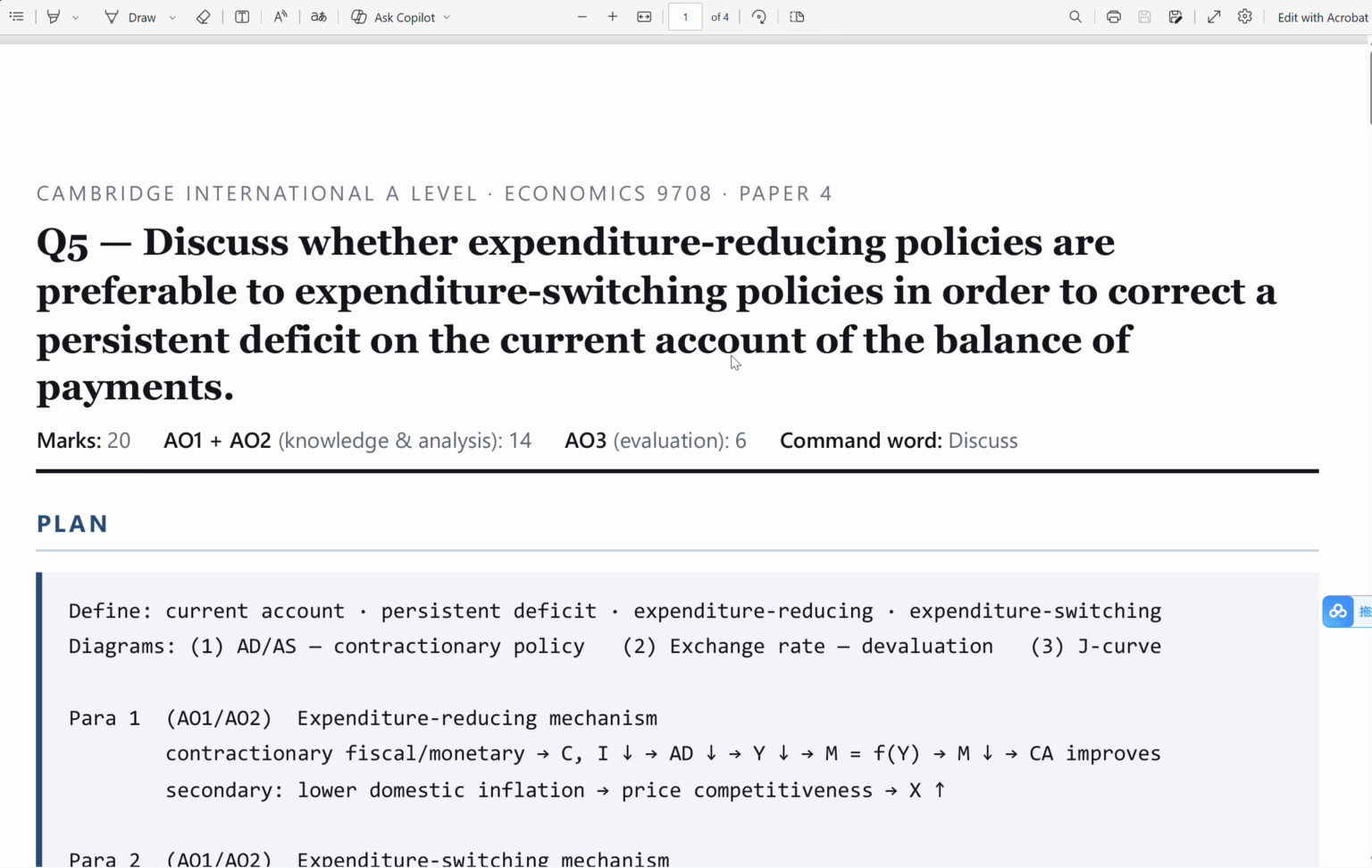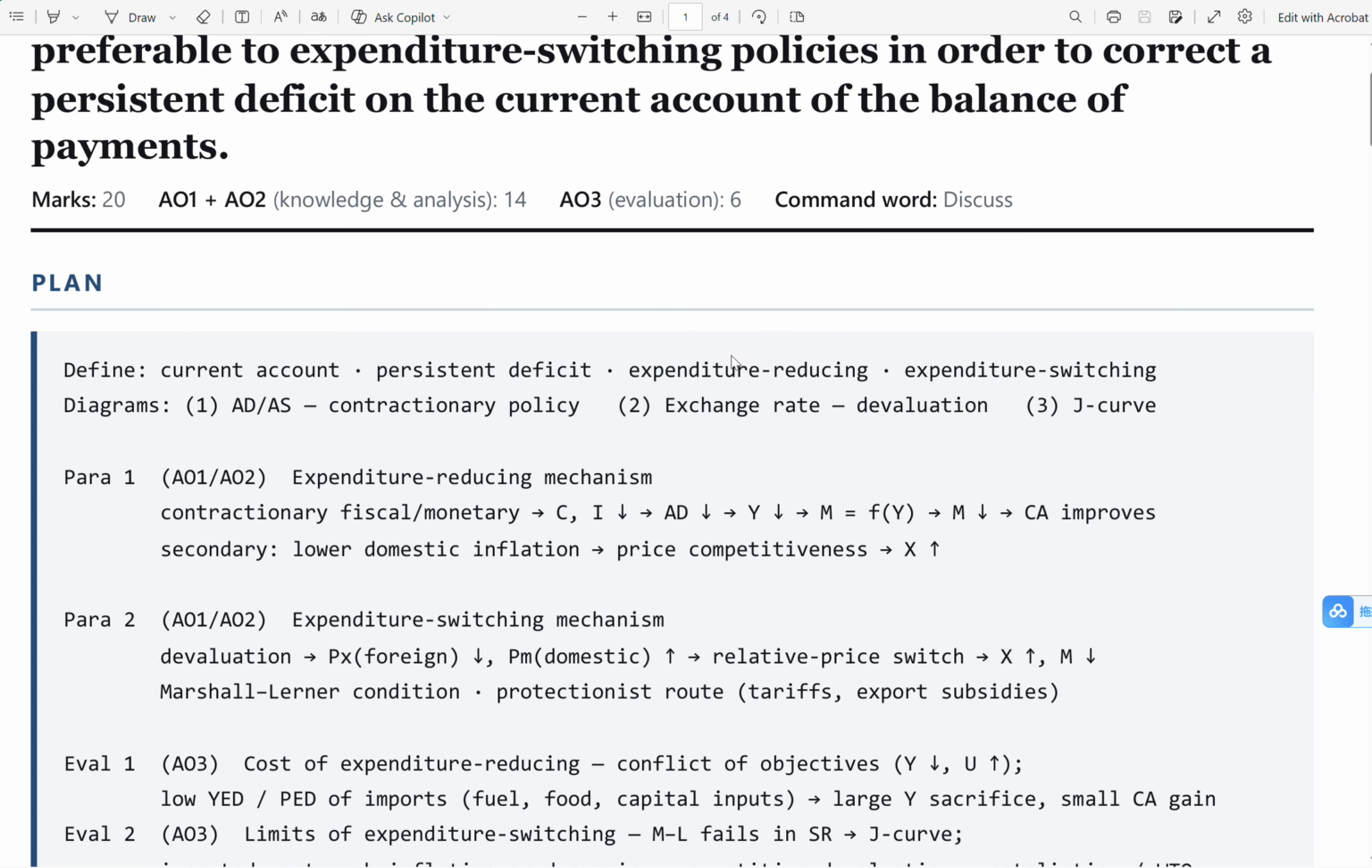Today we're going to talk about an example question that came out this year, this summer assessment. Basically, the final question, a 20-mark question: discuss whether expenditure reducing policies are preferable to expenditure switching policies in order to correct a persistent deficit on the current account of a balance of payments. We're going to analyze the 20 marks and talk about how to get the best results from this. So let's talk about it.